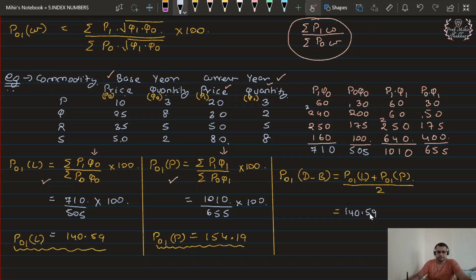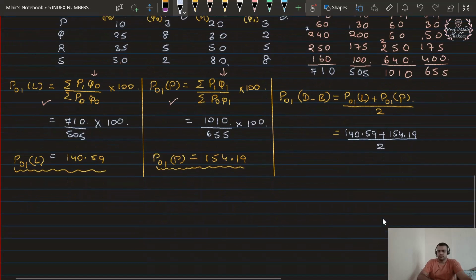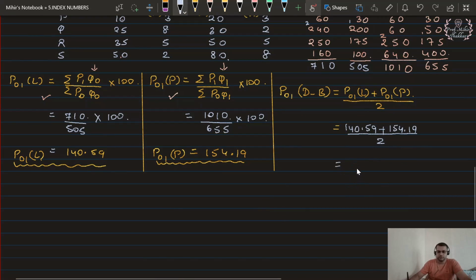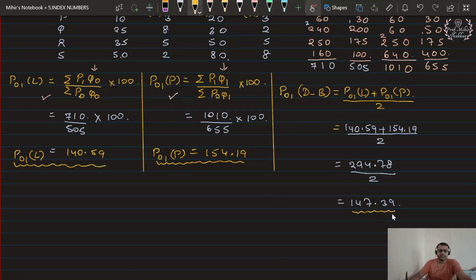140.59 plus 154.19. Divide that by 2. So when you add these both numbers, the answer that you will get is 294.78, and then when we divide this by 2, we get the value is equal to 147.39.